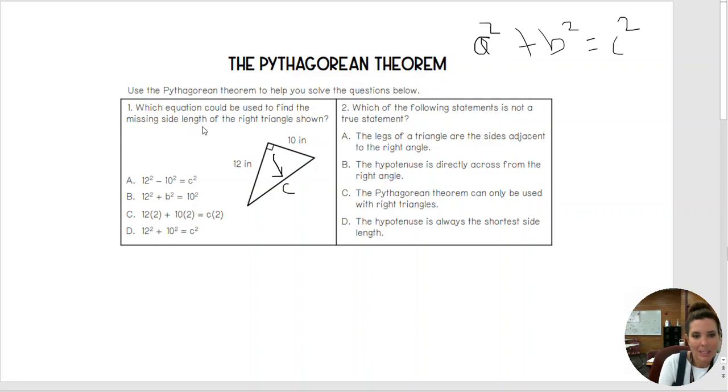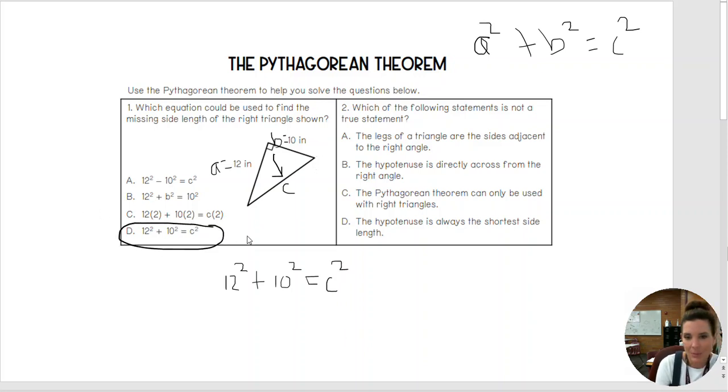On number 1, when it asks which equation could be used to find the missing side length of the right triangle, you have to say that this is side A, this is side B, and this is side C. So we need to take side A, which is 12, and square that, add it to side B, which is 10, and square that, and that's equal to side C squared. The equation that fits that is this one right here.